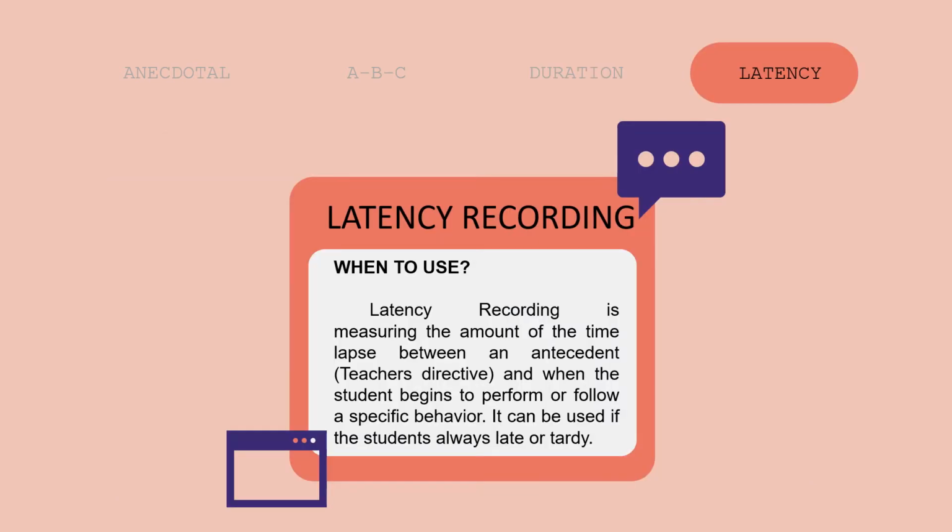Latency recording. It measures the amount of time lapse between the antecedent or the teacher's directive and when the student begins to perform a specific behavior. This type of data collection is appropriate for behavior that follows a command, directive, or a distinct stimulus. An example of that is if the teacher expects the student to be seated and ready for class within 10 seconds of the bell, it will be recording how many minutes or seconds the student will take to react.